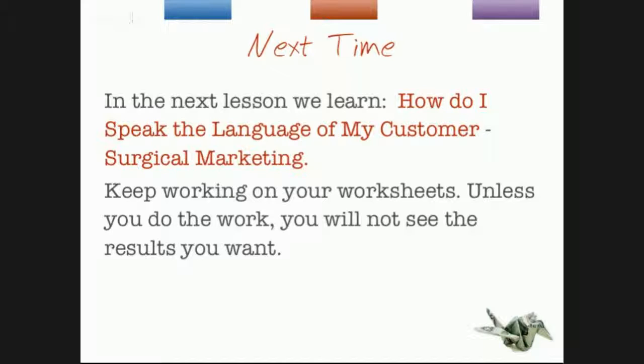Keep working on your worksheets. Unless you do the work, you're not going to see the results that you want. So we can't just listen. We have to do the work, which is why we're giving you things to do. This is pretty intense, but it's why we're giving you things to do.